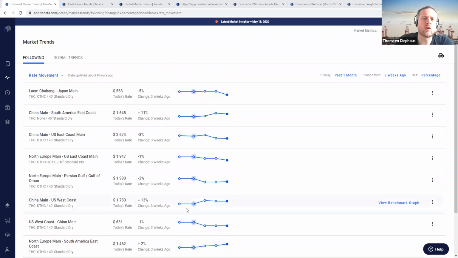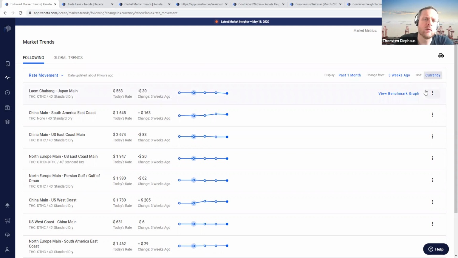So this is just the change in percentage. We also have the possibility to show this in US dollar values, so that you have a better understanding as well. What does that mean? About what kind of increases or decreases do we talk about?